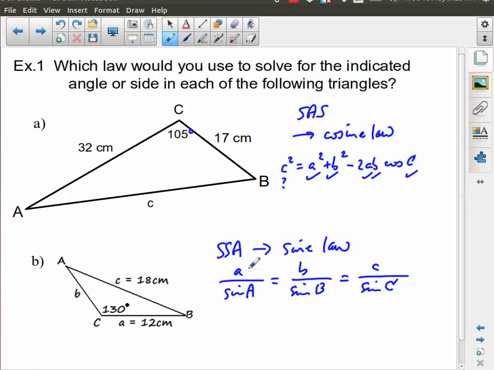And we know the side A. Do we know the angle A? No, we don't know the angle A. Do we know the side B? No, but that's what we want to know. Do we know the angle B? No, we don't know the angle B. Do we know the side C? Yes. Do we know the angle C? Yes.